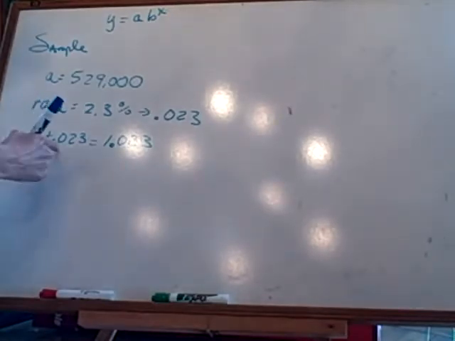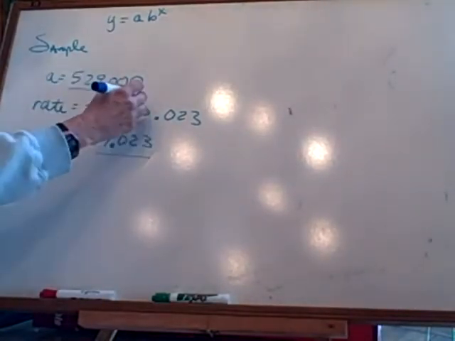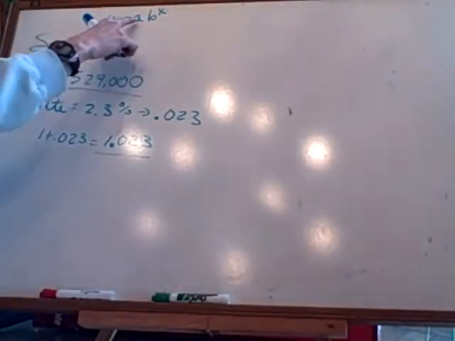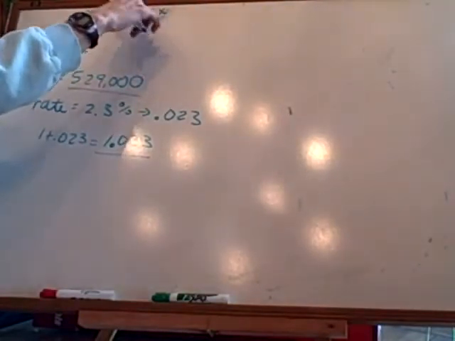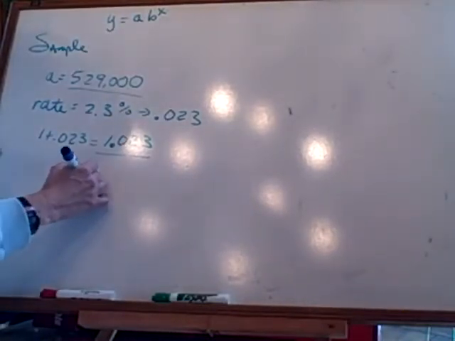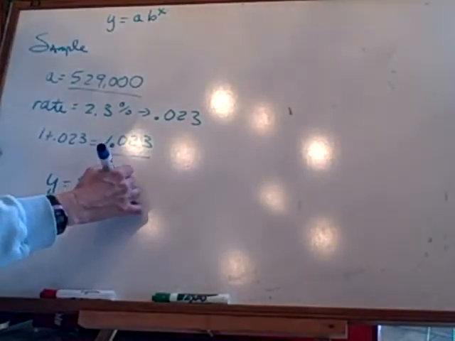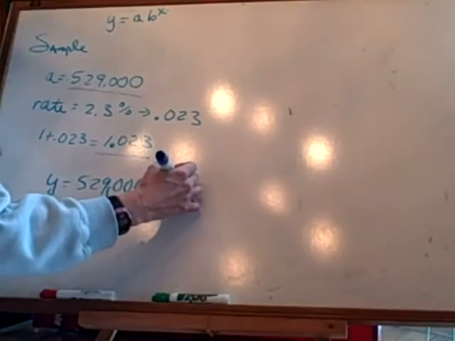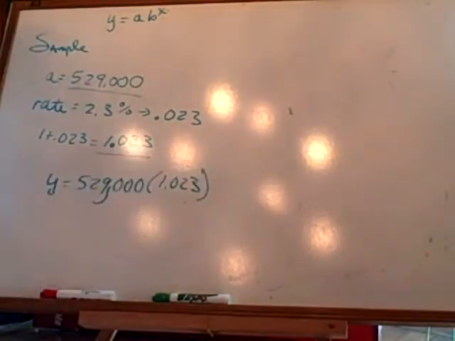We are going to use this information in this formula. Is that making sense? A is my initial value, B is my growth factor, and X has to do with whatever my question is. So let's write out what we have. We have Y equals 529,000, that's a comma, the biggest comma ever, times 1.023 raised to the, well, this is what we have to figure out.